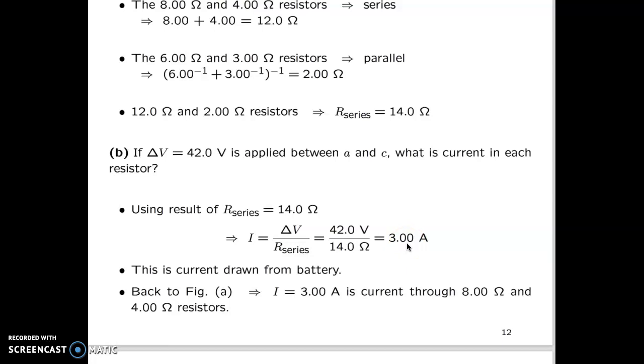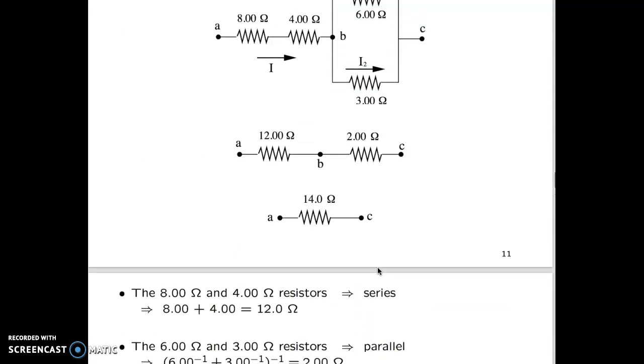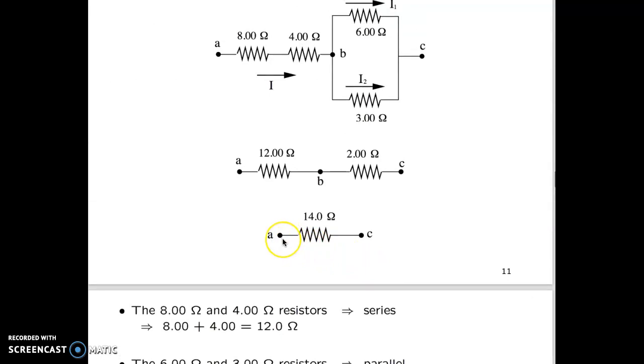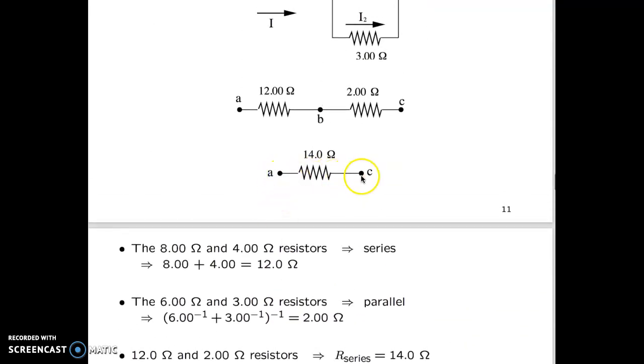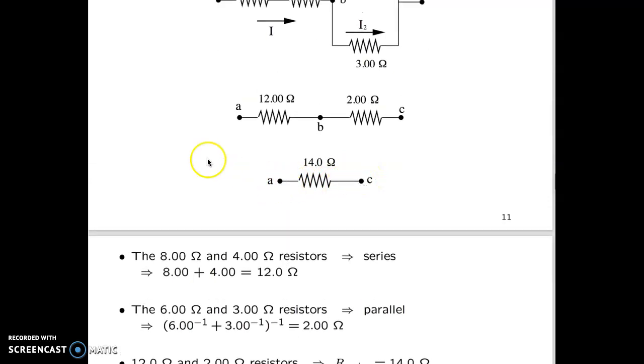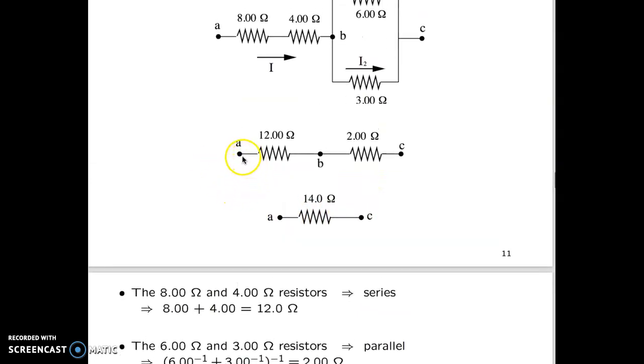Okay, so that means the current I is the current, let's see, if we go backwards here, so if that amount of current, what was it again, 3 amps, goes between A and C, well, in this intermediate equivalent circuit, that will be the same current that flows through this 12 ohm equivalent resistor and this 2 ohm equivalent resistor. 3 amps flows through both of them.